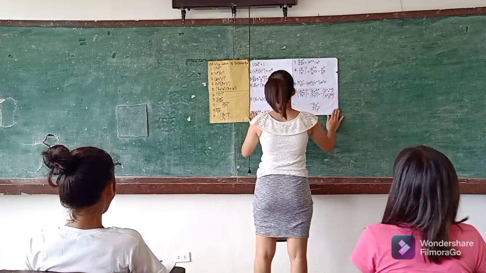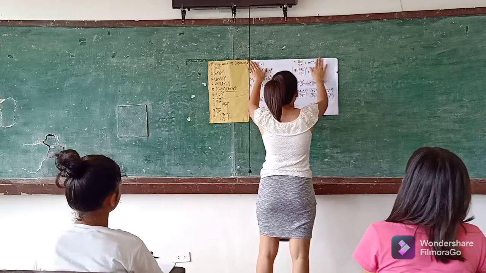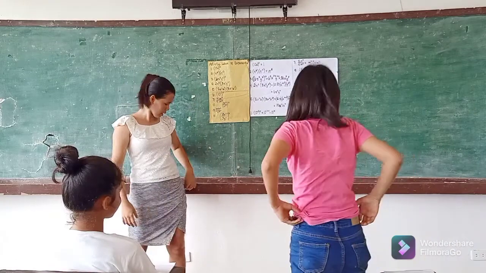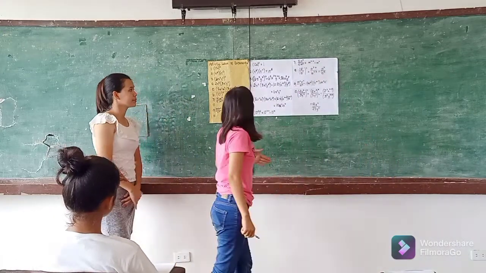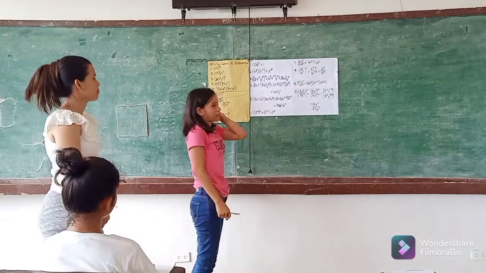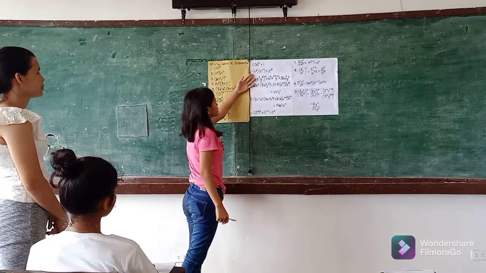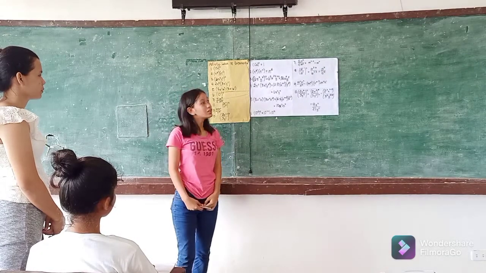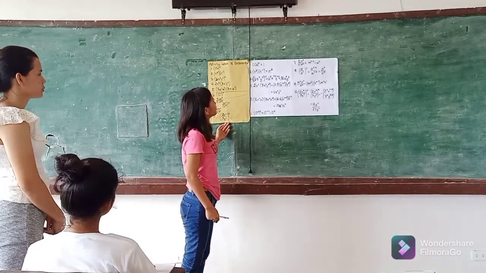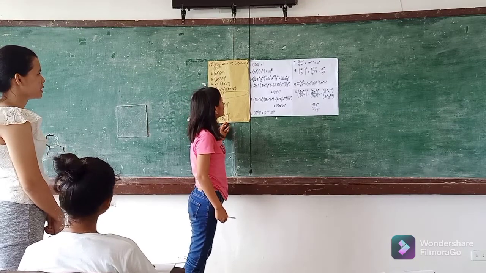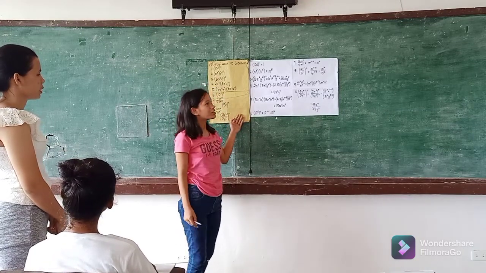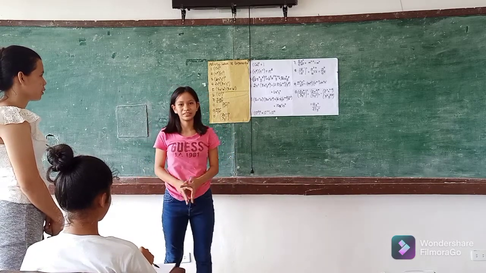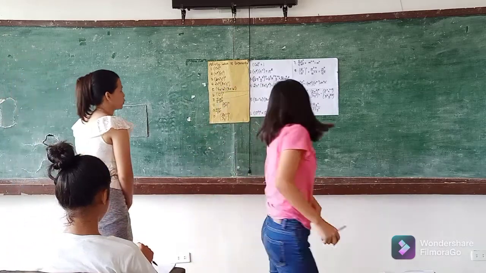Okay, number 1. Who could explain the answer for number 1? Okay, Jerica, please. Number 1: the quantity of 10a raised to 0 is equal to 1. So we will use the zero exponent law. What is the law for zero exponent? Always remember, if the exponent is 0, the answer is 1. Okay, thank you.